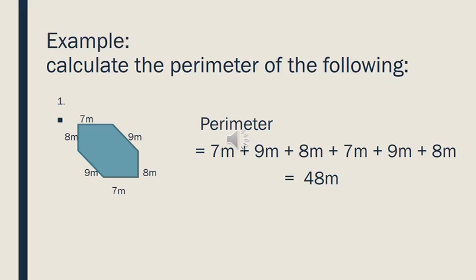Remember, your unit is very important whenever you are dealing with problems involving units. Never ignore your unit, as once your unit is not there, your answer is as good as wrong. So adding up all that we have there, we're having 48 meters.